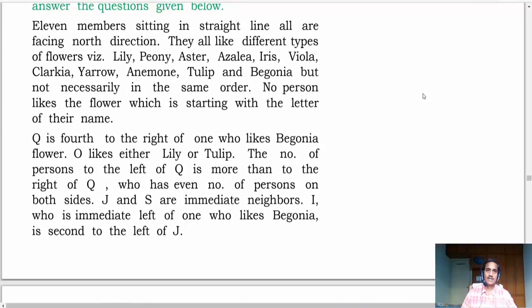Now in this one, 11 persons are sitting in a straight line. 1, 2, 3, 4, 5, 6, 7, 8, 9, 10, 11. All together there are 11 persons and they all like different types of flowers. Lily, peony and so on. No person likes the flower which is starting with the letter of their name. Okay?